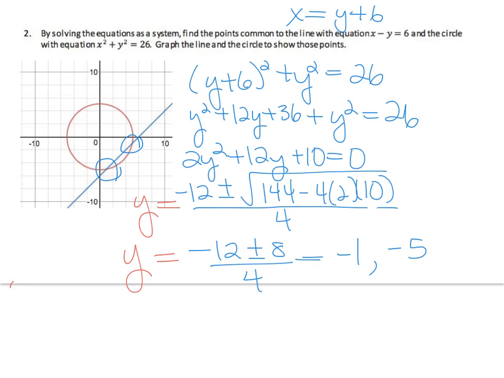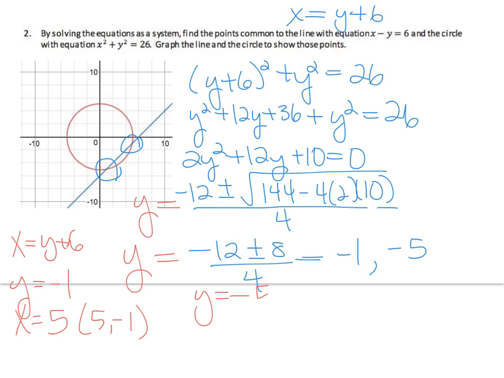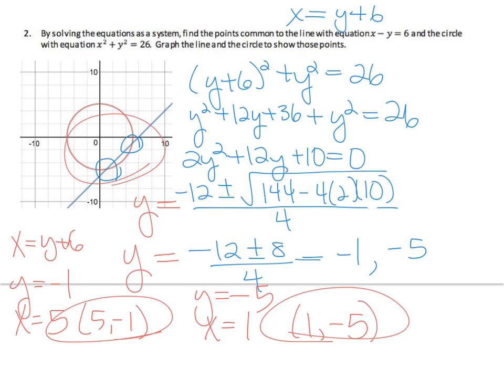So let's go ahead and find our x's. So if y equals negative 1, I'm going to use x equals y plus 6 because it's easier. So if y equals negative 1, x equals 5. So 5 comma negative 1. And if y equals negative 5, x equals 1. So I have my two answers, which is represented on the graph.